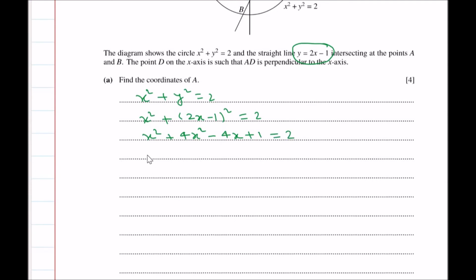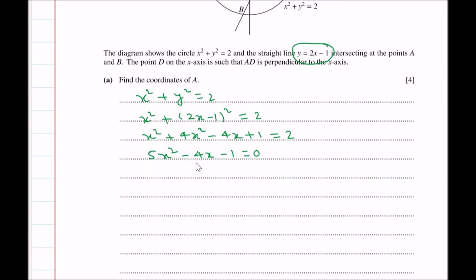Now we get 5x² − 4x + 1 − 2, that gives us −1, that is equal to 0. I brought 2 to the left side, so we got this equation. Now we can solve this by factorization or the quadratic formula, whichever you are comfortable with. I am going to show you how to solve by factorization.